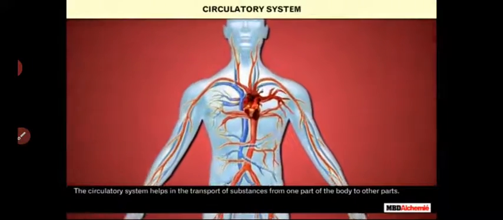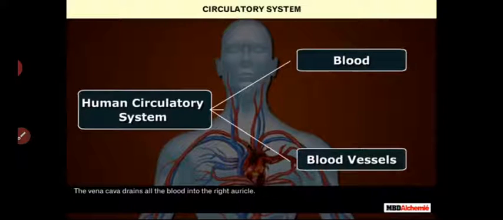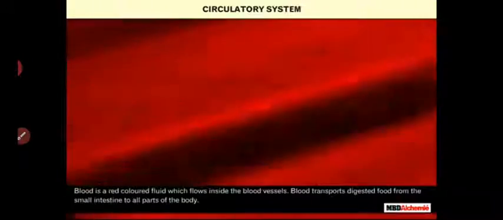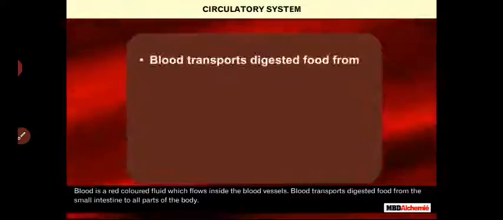The circulatory system helps in the transport of substances from one part of the body to the other. The human circulatory system comprises blood vessels and the heart. Blood is a red colored fluid which flows inside the blood vessels.